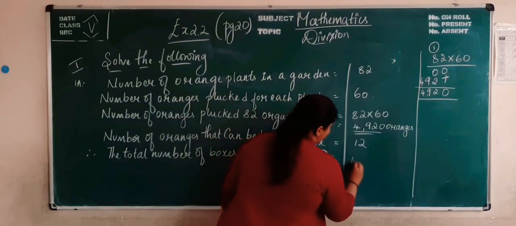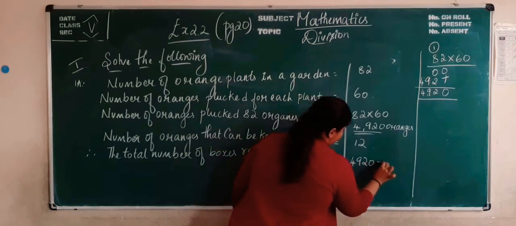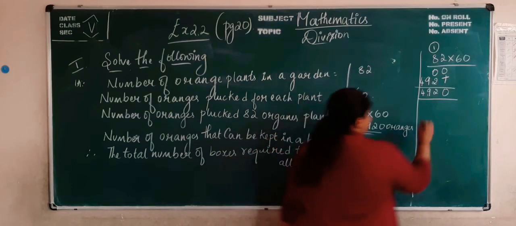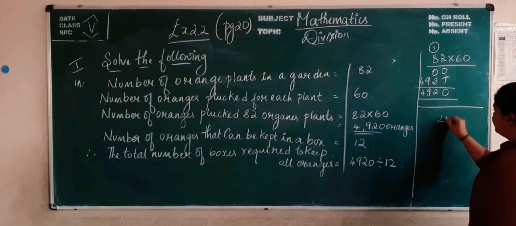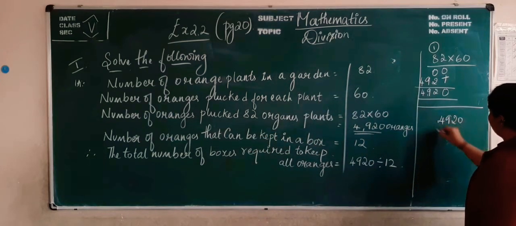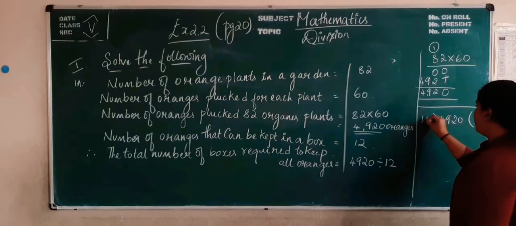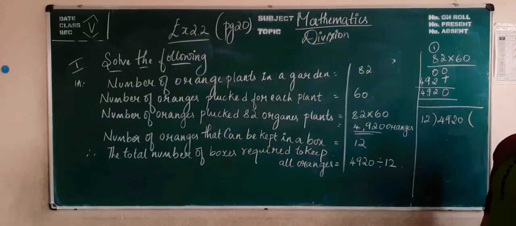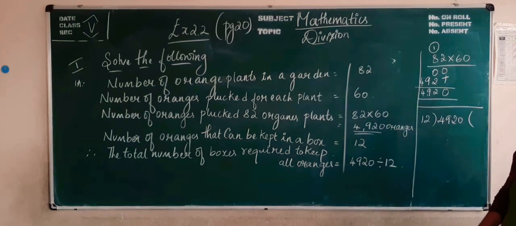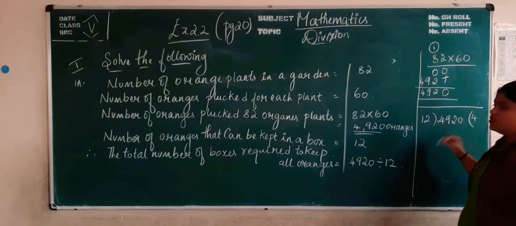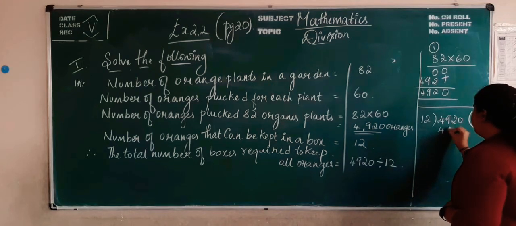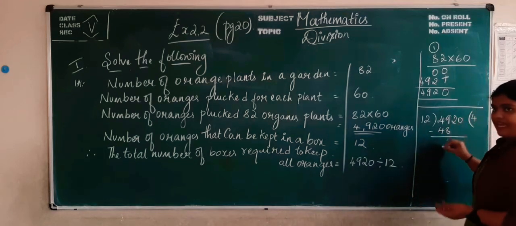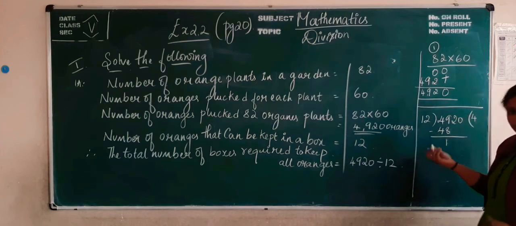So 4,920 divided by 12. Start dividing along with me, everyone. So 4,920 divided by 12. So 12, how much are you taking? Right, 12 fours are. What is 12 fours are? 48. So what is 9 minus 8? 1. 4 minus 4? 0.